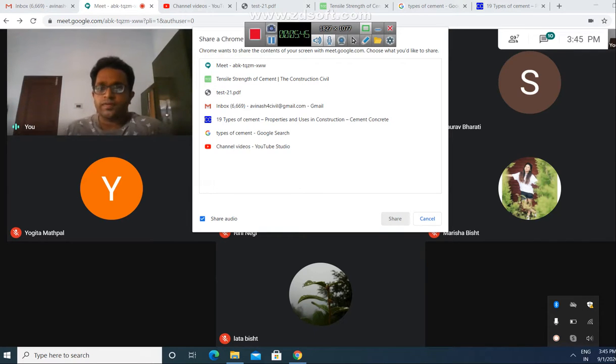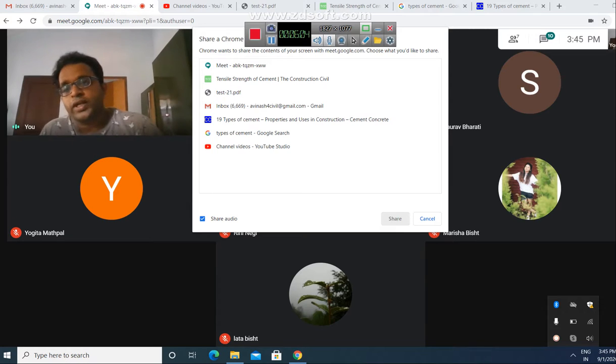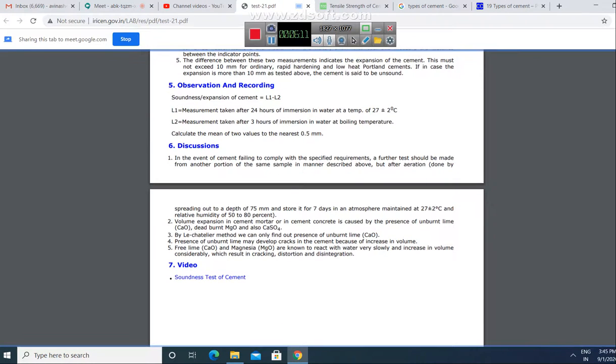There is a chance of change in volume of cement. This change in volume should not happen beyond a particular limit, or there is a certain threshold of change in volume. Are you understanding? So soundness refers to the change in volume. Now let us see how we will be determining the soundness of a cement.